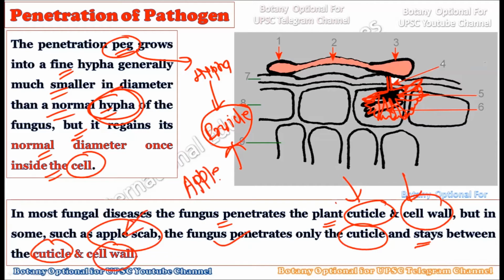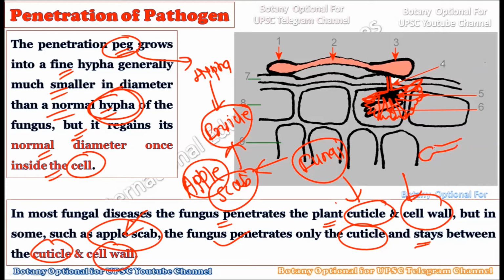Apple scab is also a very common crop disease, which is caused by a fungus. Now, in this case, what happens? Here, the spore creates the germ tube, and after creating the germ tube, it tries to break first the cuticle, and below the cuticle we have the plant cells. So it is able to break the cuticle but not the cell wall. They will always stay within this region on the upper part of the plant, and they cannot enter the plant body.